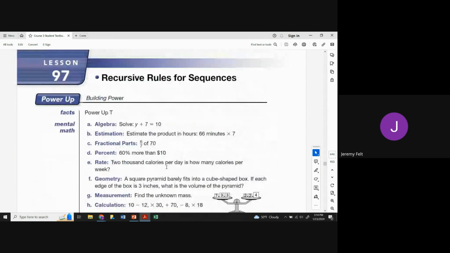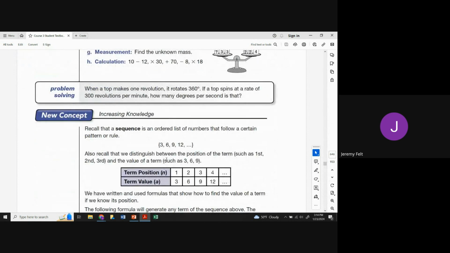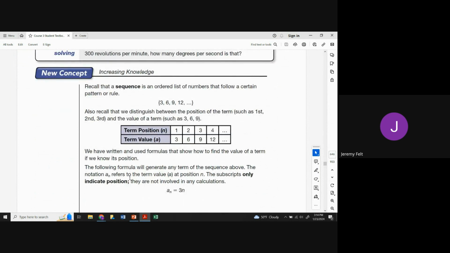All right, so we're looking at recursive rules for sequences. Sequences are like a function, even though we can't put 0 in; we always start with 1 for the first term. It's similar to a function or a rule. So n is the term, which always goes 1, 2, 3, 4, 5 and continues sequentially, and a is our value: 3, 6, 9, 12. The following formula will generate any term of the sequence above.